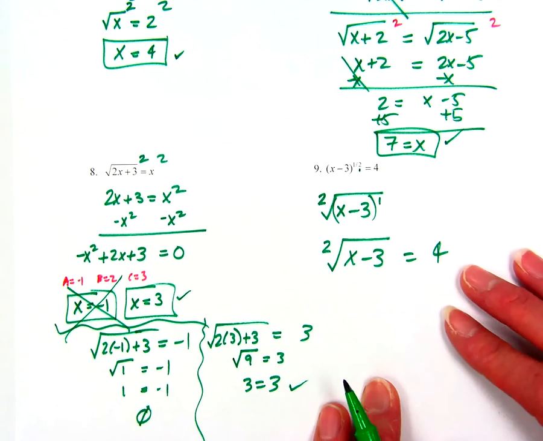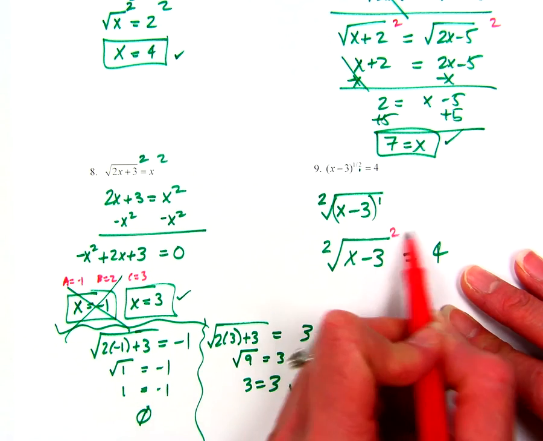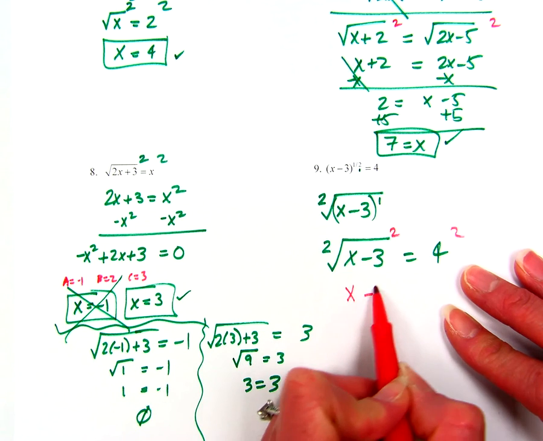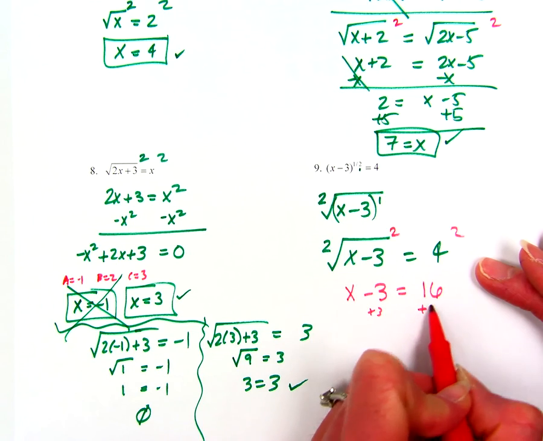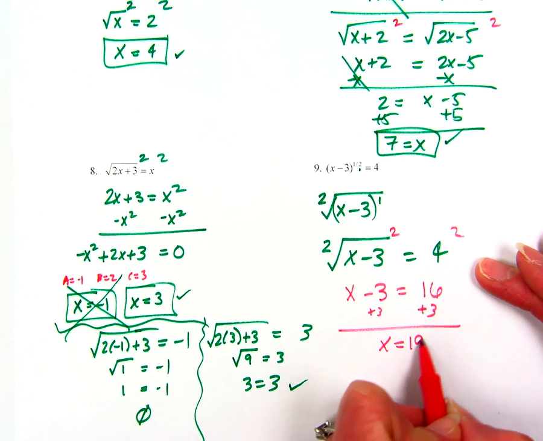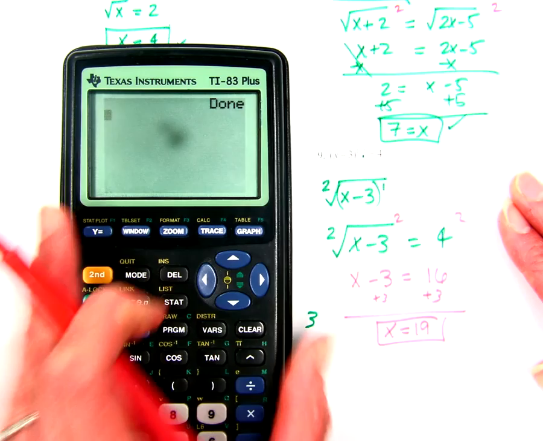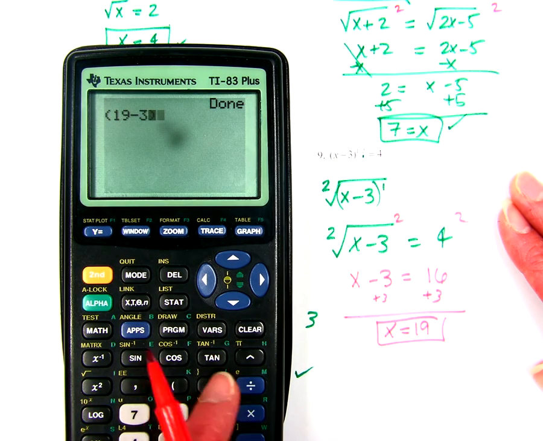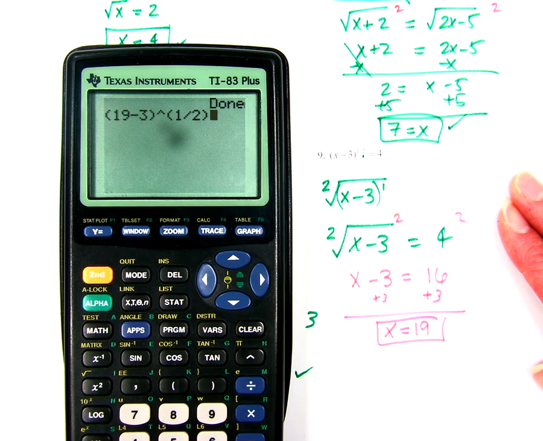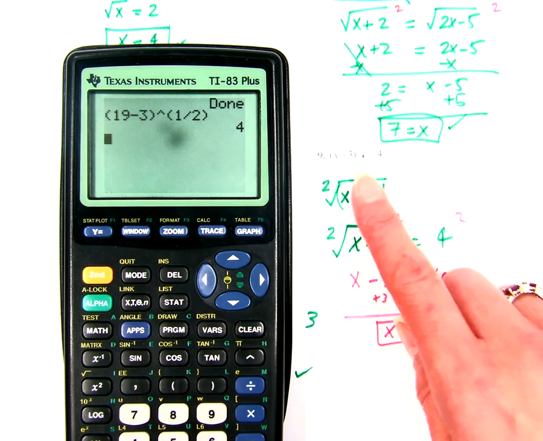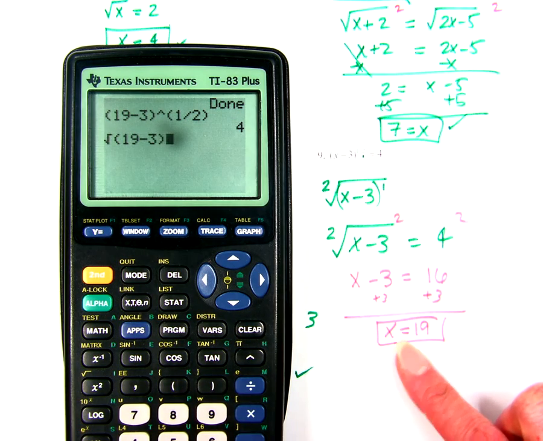So now it's just like any other problem that we had on this page. If I want to undo a square root, I square it. So this cancels out. I'm left with x minus 3, and 4 squared is 16. Now you just solve for x by adding 3, and you get 19. All right, so final step. You can go back to your original problem, and you type in 19 minus 3 to the 1/2, and that should equal 4. All right, if you want to check this way, square root of 19 minus 3, right, that should also equal 4.